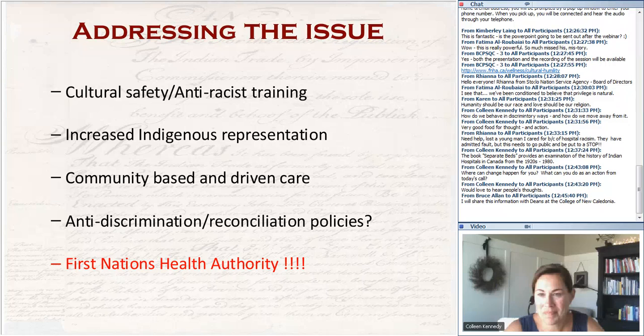And so that's a high level. That's important, but from my perspective, it's important to look at all of those strata, if you will, of influence, right? From the individuals at the cultural safety, anti-racist training, right to the political and the social.